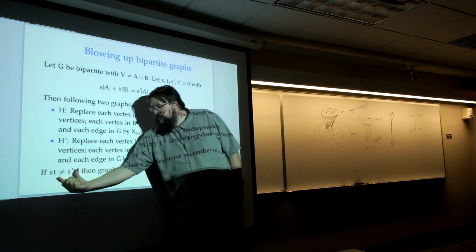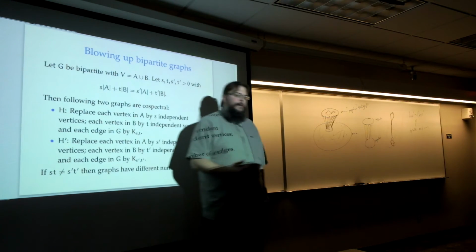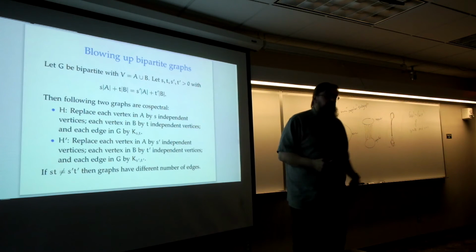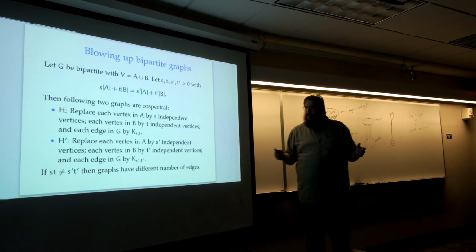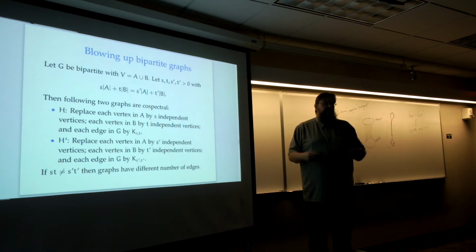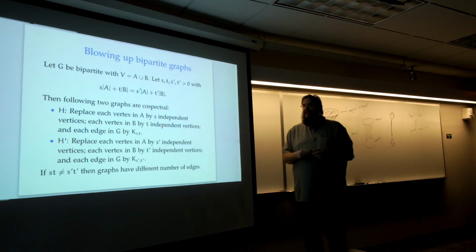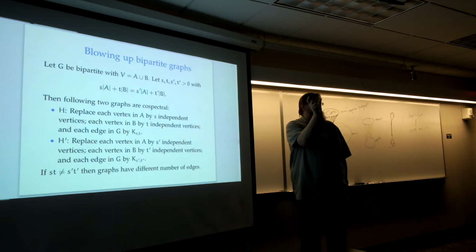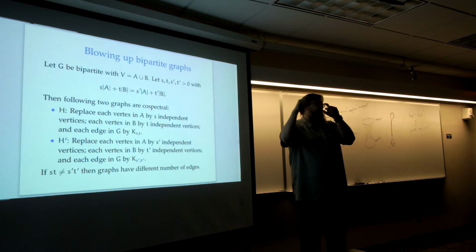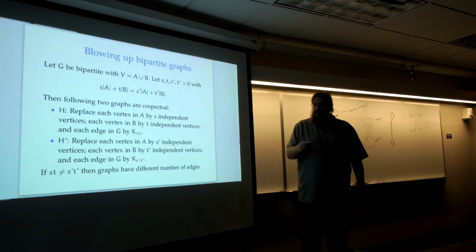But if it's the case that ST and S prime T prime are not the same, they'll have different numbers of edges. So you can construct lots and lots of graphs with different numbers of edges where this is true. In some sense, complete bipartite graphs are a really super boring example, where you start with the single graph on two vertices and an edge. That's your bipartite graph, and you blow up one side and blow up the other side. But we can do more interesting things.